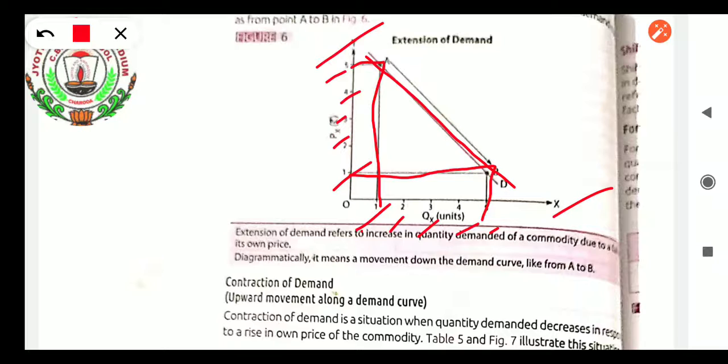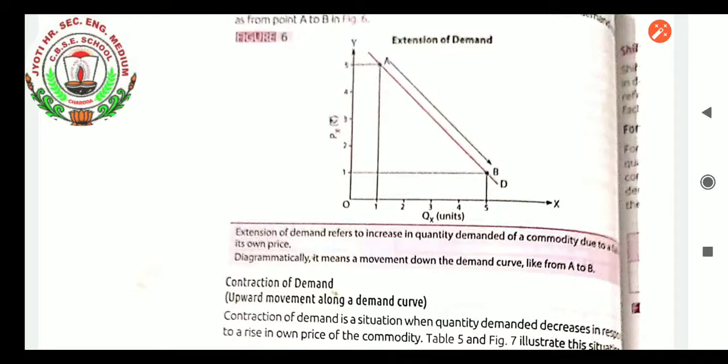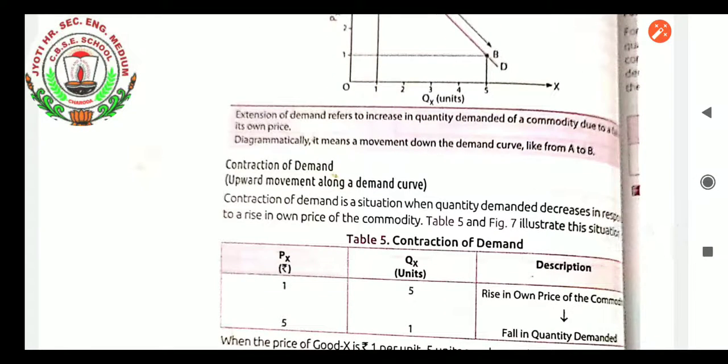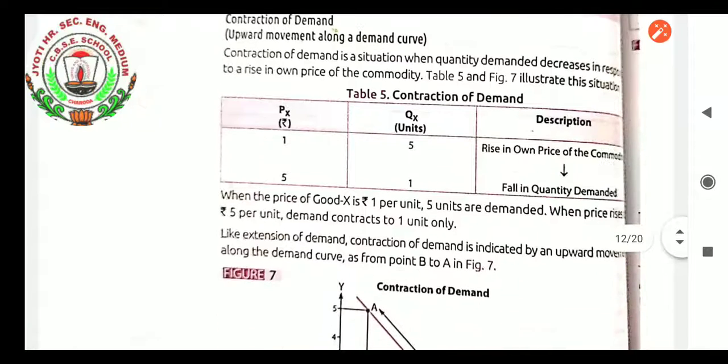So extension of demand refers to increasing quantity demanded of a commodity due to fall in the own price of commodity, and it will be a downward moving curve. Which curve? Downward. Next is contraction of demand. When the price will increase, the demand will decrease, and this itself is known as contraction of demand.